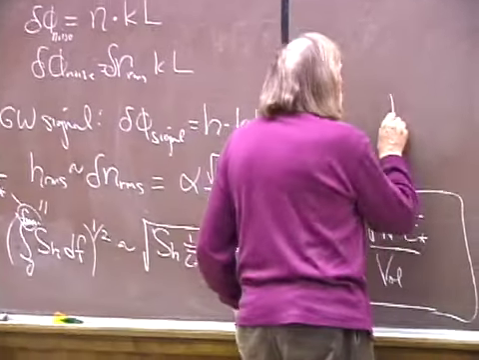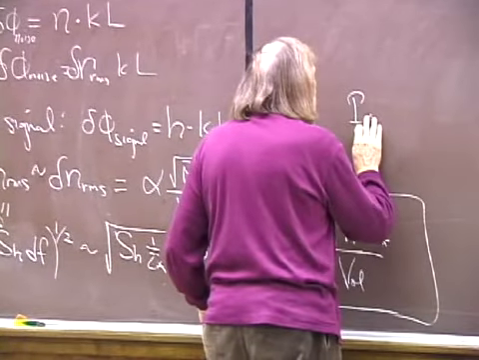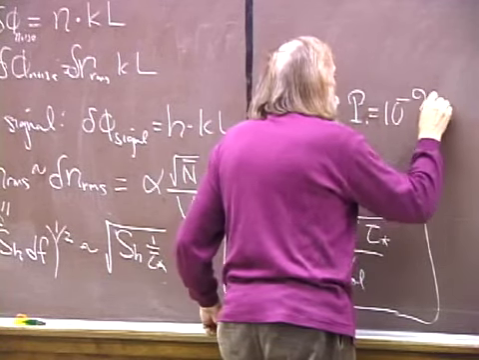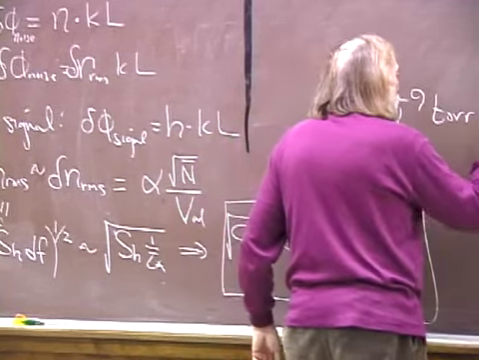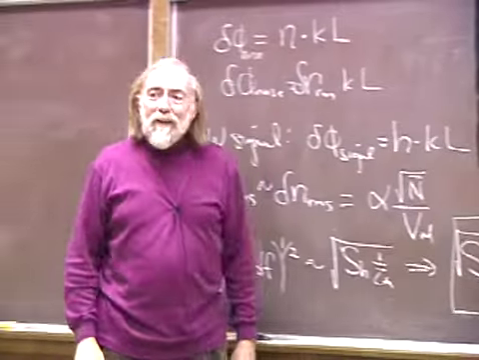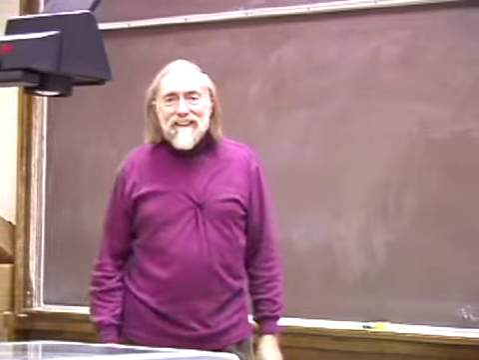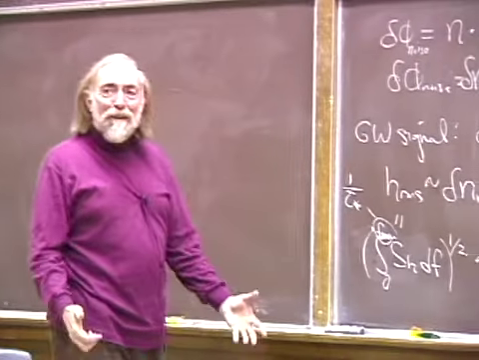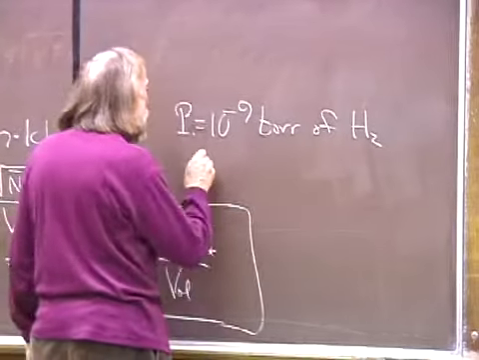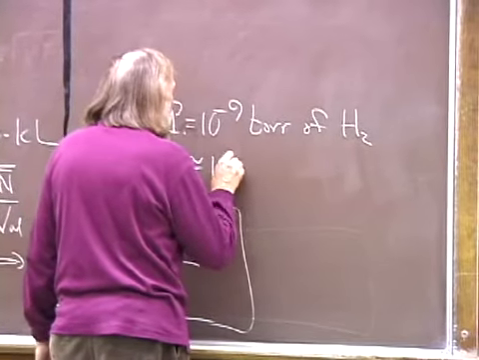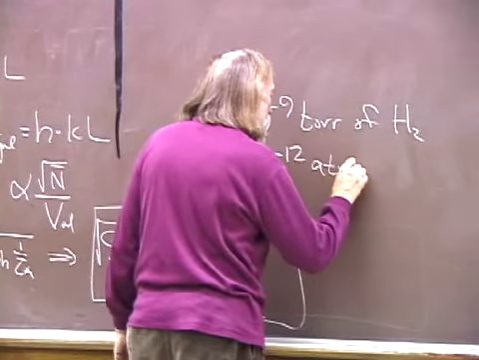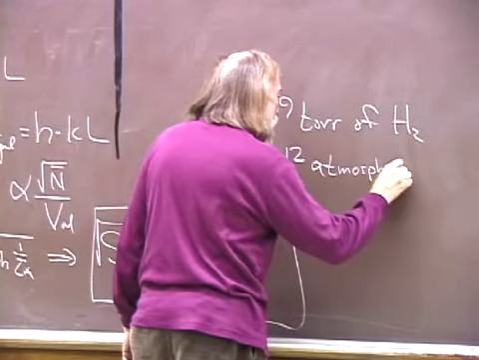The pressure that LIGO is designed to operate at is about 10 to the minus 9 torr of hydrogen. The torr is one of those units that is almost as obscene as astronomers' units. It's a millimeter of mercury. But it's about 10 to the minus 3 of an atmosphere, and so this is about 10 to the minus 12 atmospheres. So it's a very good vacuum.